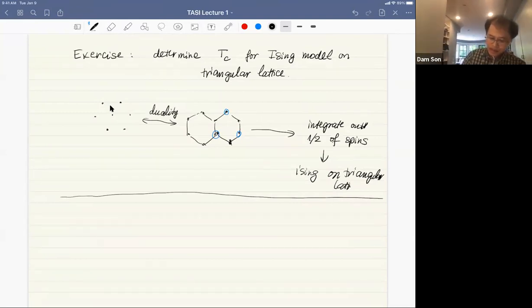Okay, so now let's think about the map between correlation functions.